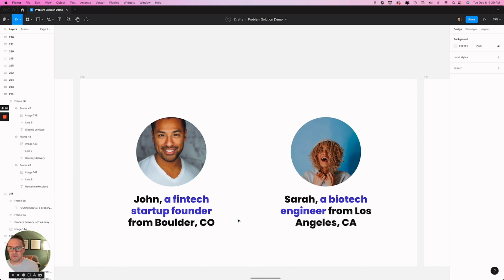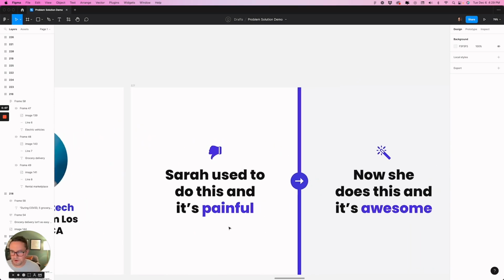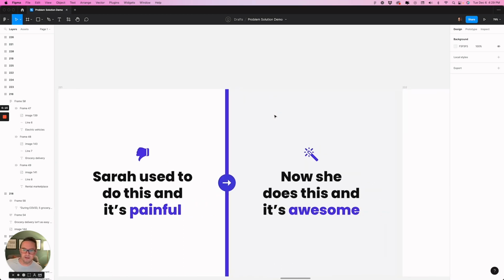So in this case, I use people. I use the actual person. If I'm developing software for fintech, I say, hey, look, a fintech startup founder from Boulder, Colorado, Sarah, biotech engineer from LA. I try to make them picturable as people. And then I just do before and after, right? Keeping it as part of the story. Sarah used to do this. It was super painful. It was really expensive and annoying. Now she does this, and it's awesome. So I'm using that product as the transformation, right? As part of the story to the market, and that's how I present it. Otherwise, I'm just talking about a bunch of features and that's it.